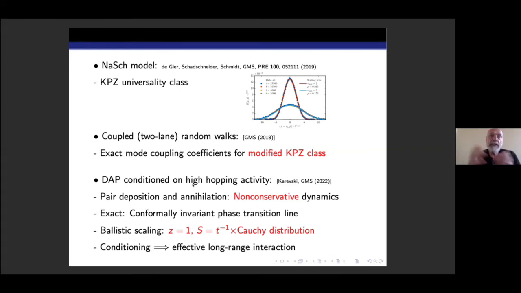But an observation is also that when you do this conditioned dynamics and you look for an equivalent dynamics where you would expect this behavior as typical behavior, you would look at a system with an effective long-range interaction.